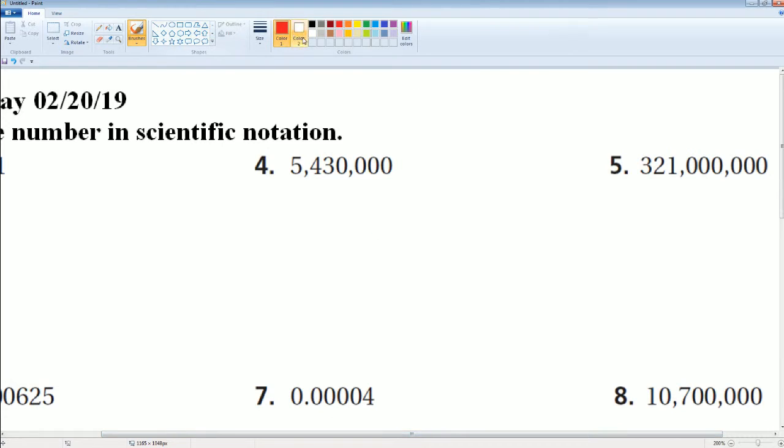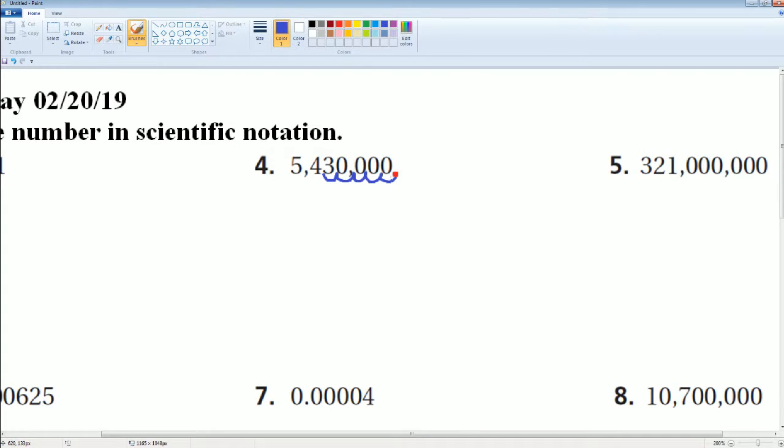Let's look at 4. Let's put the dot. Where's the dot here? This is 5,430,000. So the dot here is at the end. Okay? Alright, let's move. 1, 2, 3, 4, 5. Is this good? Should I stop here? I have 54. No. 54 is not in between 1 through 10.